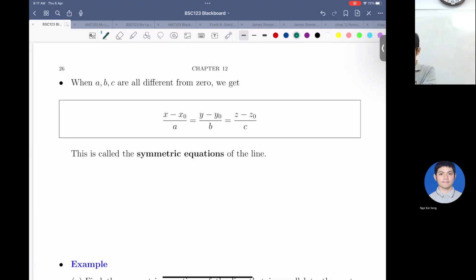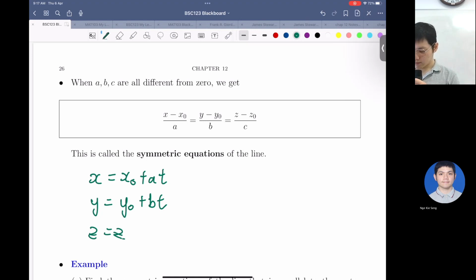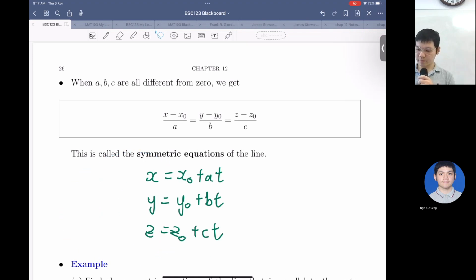Next is the symmetric equation. You can see that in a line, there's a common variable t. So you have the common variable t, for example, x equals x naught plus at, y equals y naught plus bt, z equals z naught plus ct. Okay, so you have this common variable here.